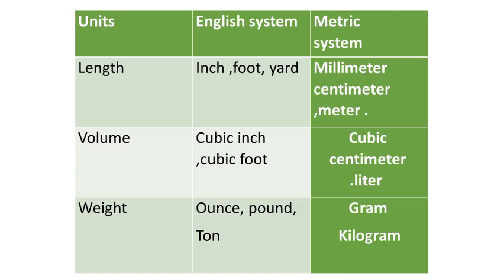We have column one, the middle column English system, and on the right we have the metric system. The length in English system we can use inch, foot, and yard. Metric system we can use millimeter, centimeter, and meter. The volume in English system we can use cubic inch, cubic foot. In metric system we can use cubic centimeter or liter, etc. Weight: ounce, pound, and ton. This is in English system, but in metric system we have gram or kilograms.